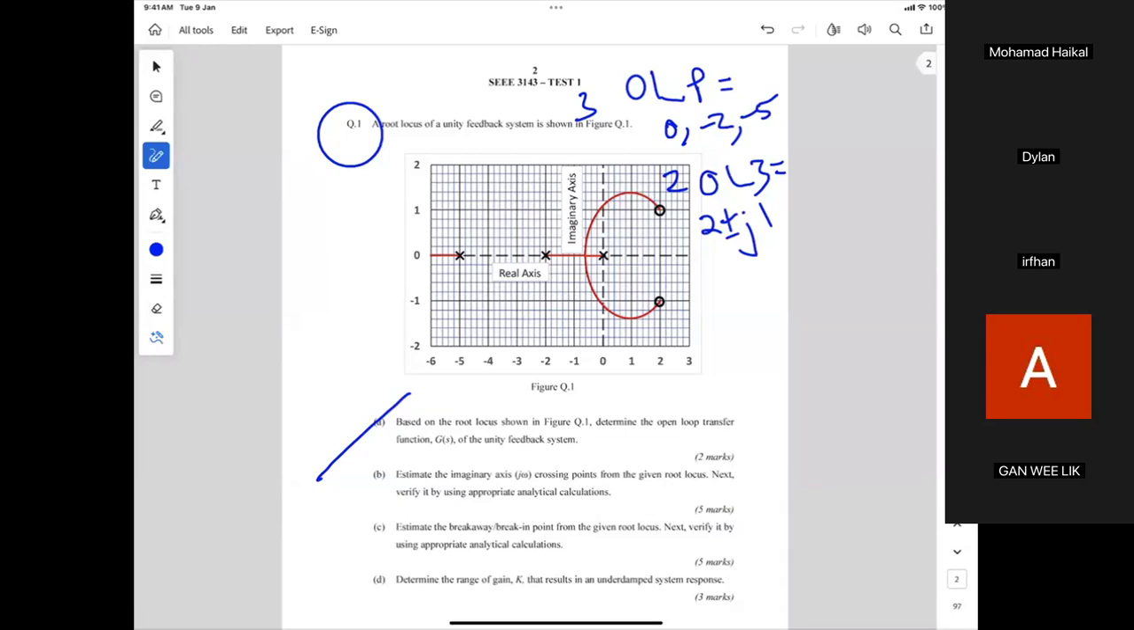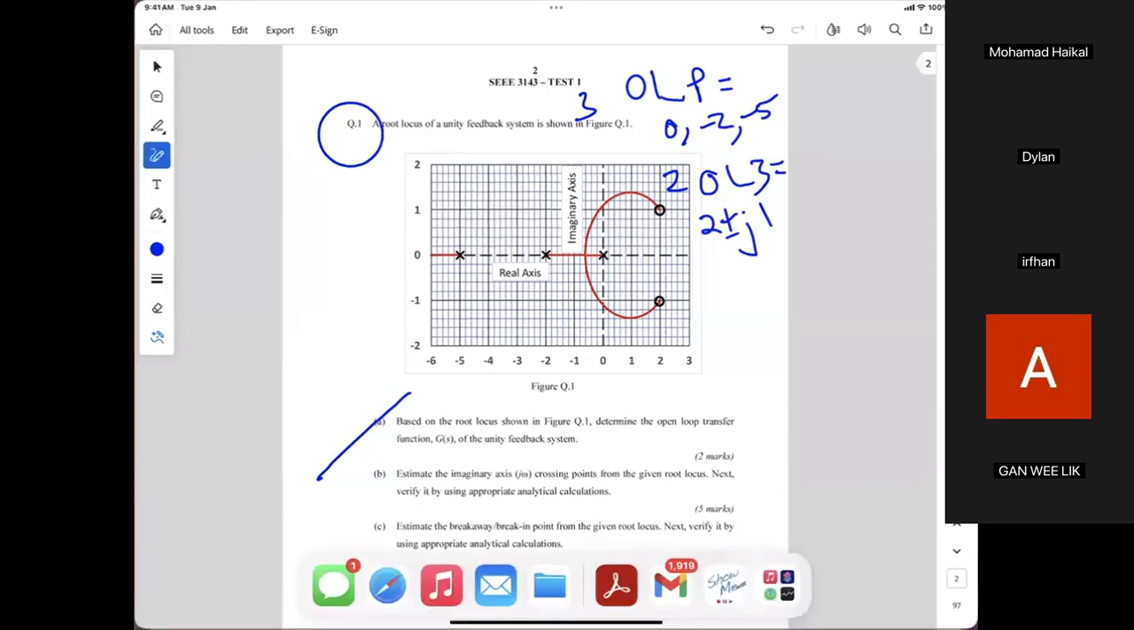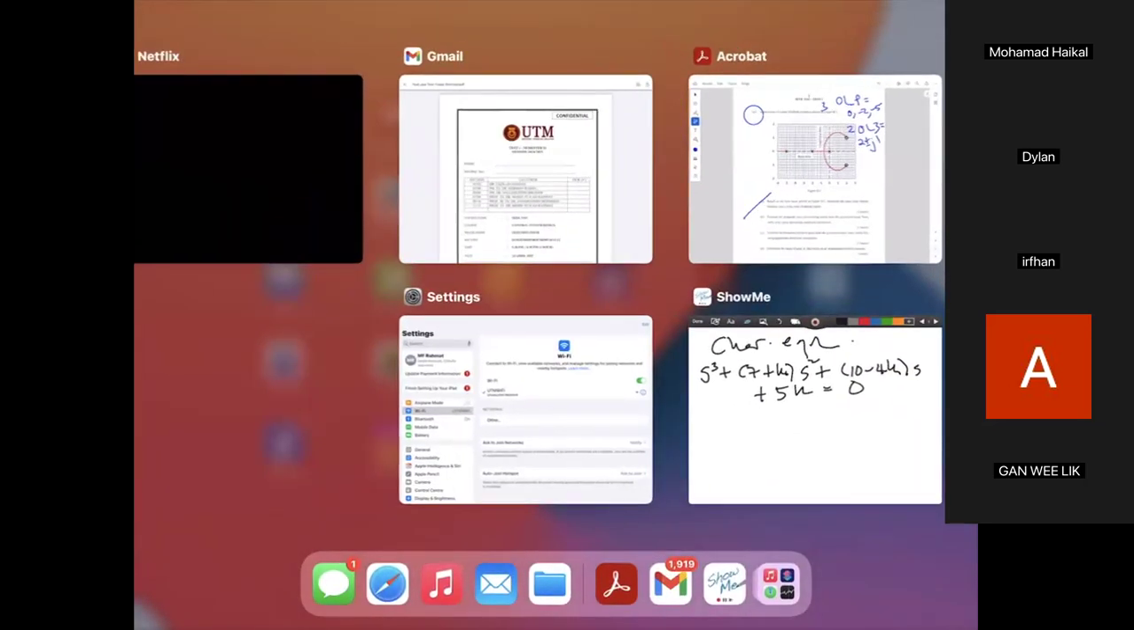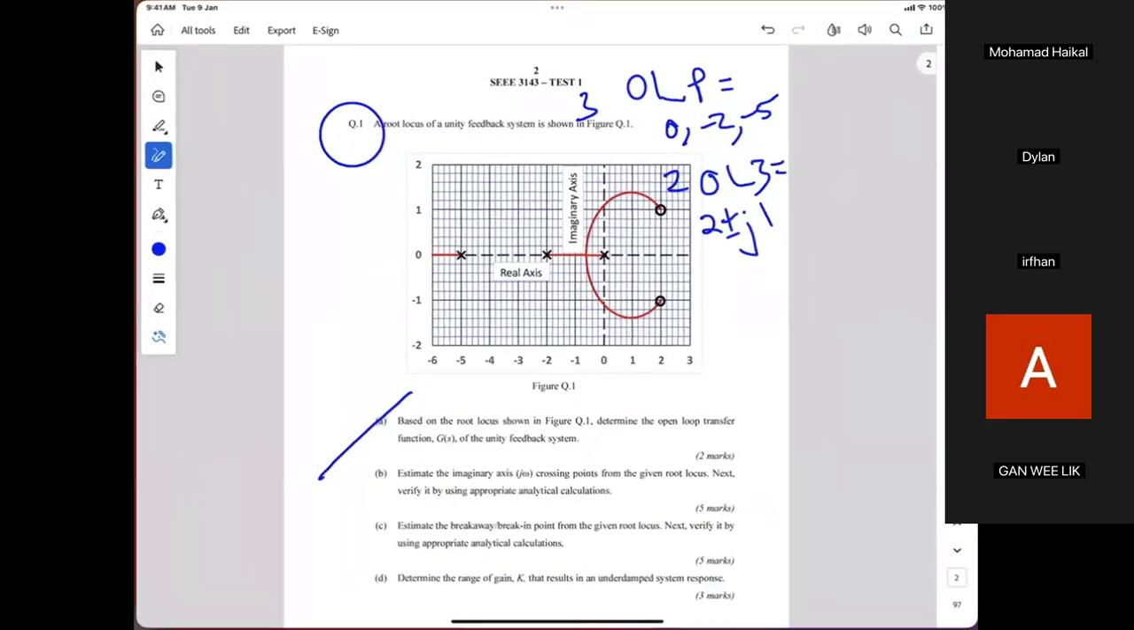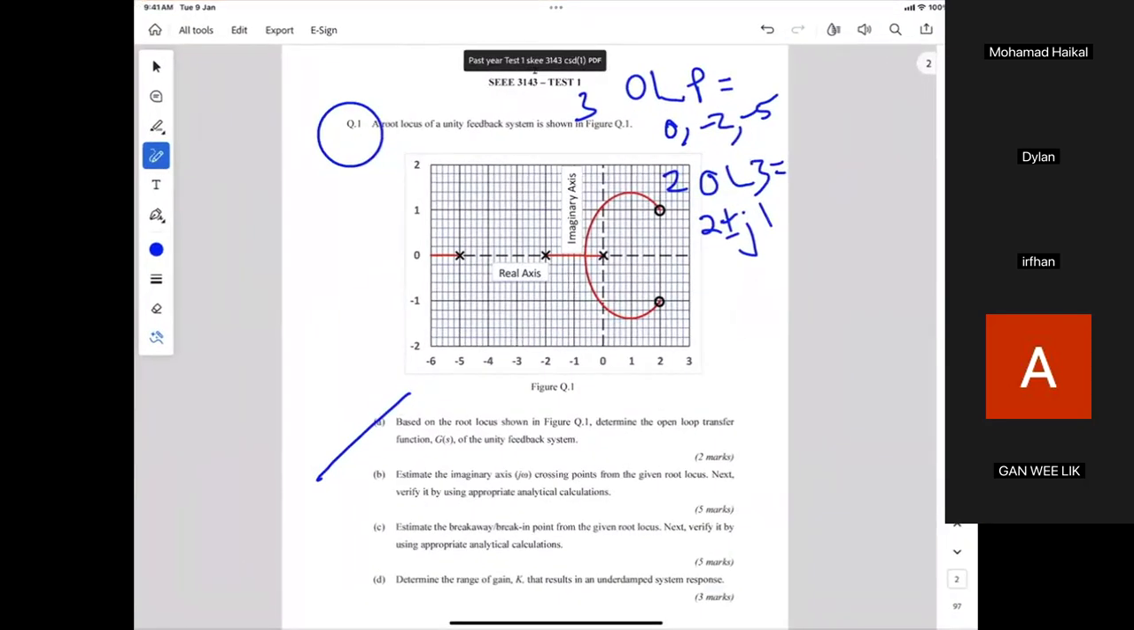For the characteristic equation, it must be the denominator for closed loop, only closed loop, right? Yes, the denominator of the closed loop transfer function equal to 0.